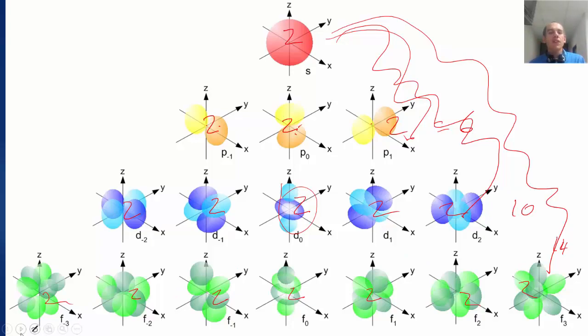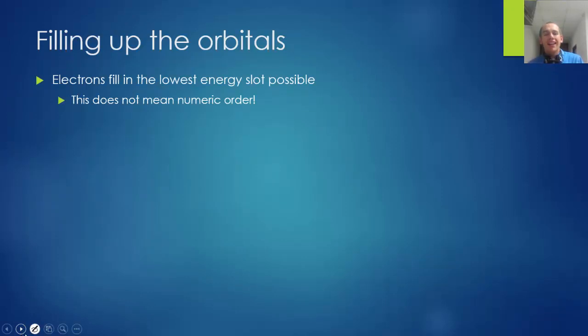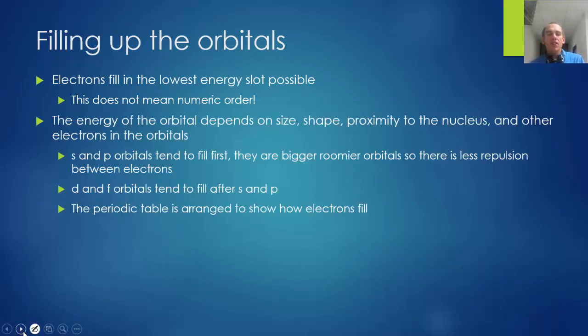So now, how do we fill these things up? Well, we have to remember that they fill from lowest energy to highest energy, not numerically. Electrons don't like each other, but they do like the nucleus. Okay? So the energy of the orbital depends on its size and shape, its proximity to the nucleus, and other electrons in the orbitals. So we've got some electron repulsion happening between electrons in the same orbital, and then we also have attraction to the nucleus. And s and p orbitals tend to be roomier than d and f orbitals, which means the s and p orbitals are going to fill before d and f orbitals.